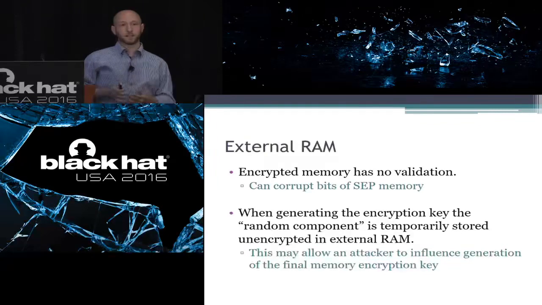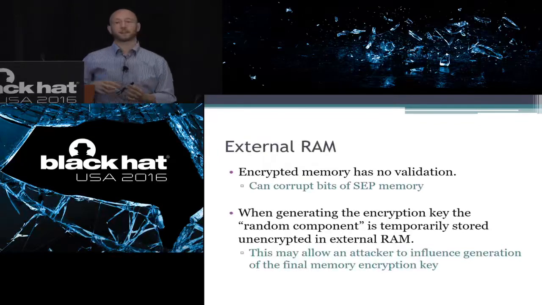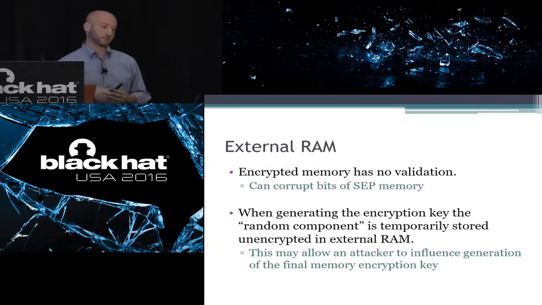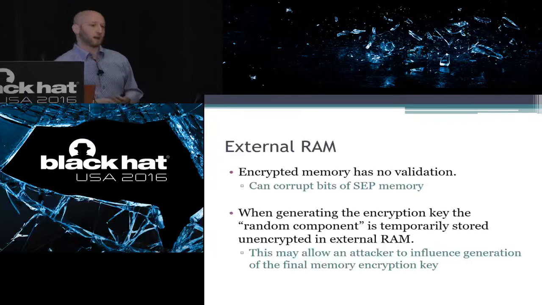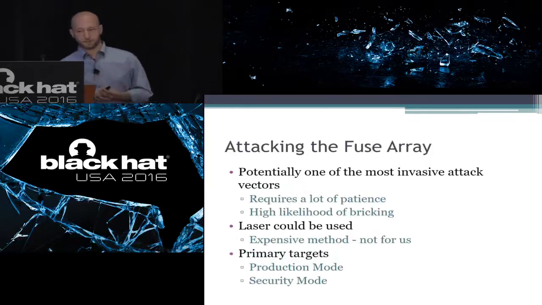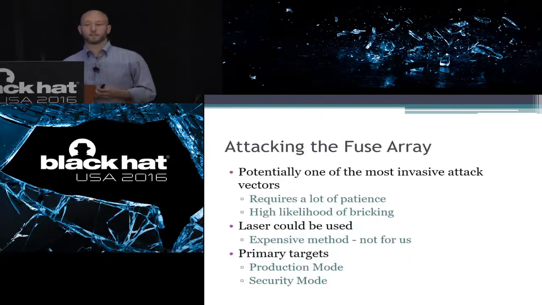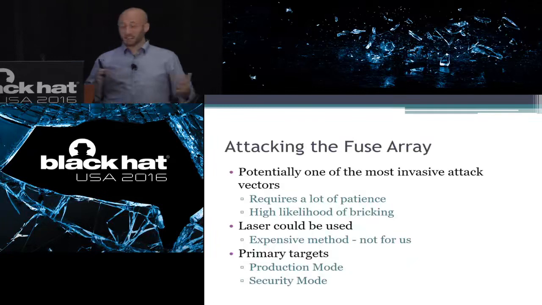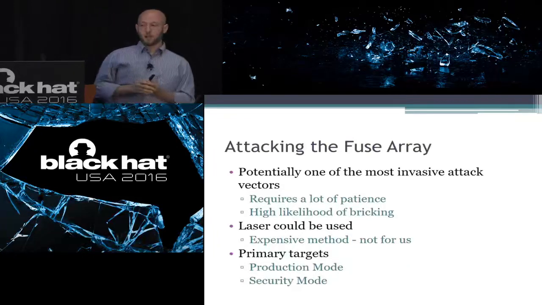Another portion is that the random part of the key generation is actually temporarily stored in unencrypted RAM. So if you're able to control that, you can effectively control how the key is generated. So finally, let's get a little bit more advanced. If you do want to do some interesting things, you could potentially attack the fuse array itself. It's one of the most invasive vectors, potentially, depending on where you go.